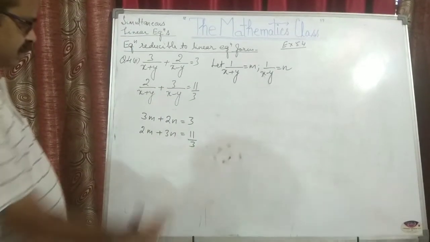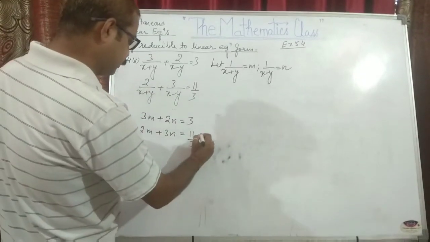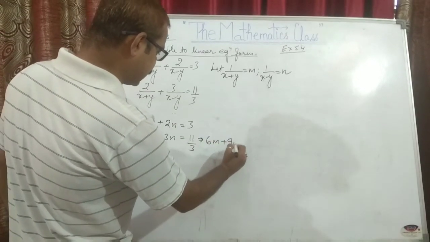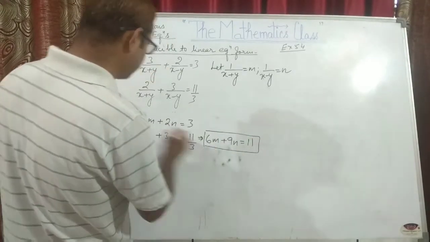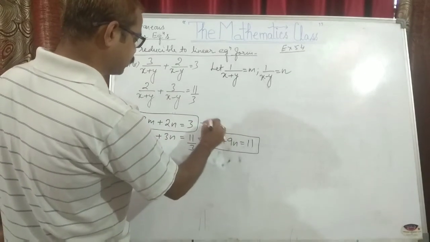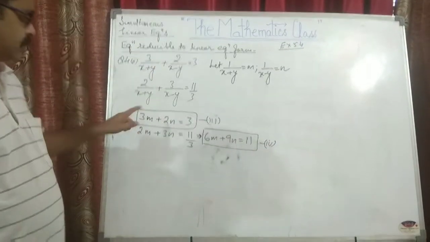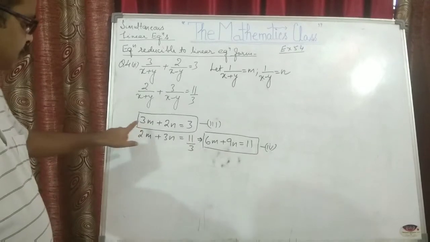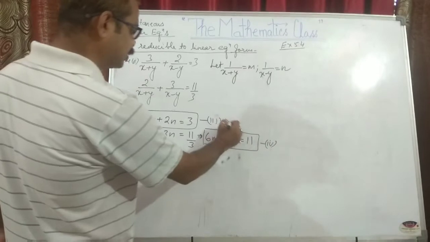If it is 11 upon 3, if I take the LCM as 3, we cross multiply, this will become 6m plus 9n is equal to 11. So I have this equation with me and this equation with me. Let us name it as equation number 3. Let us name it as equation number 4. This is 3, this is 6. If I multiply equation number 3 by 2, this will become 6.